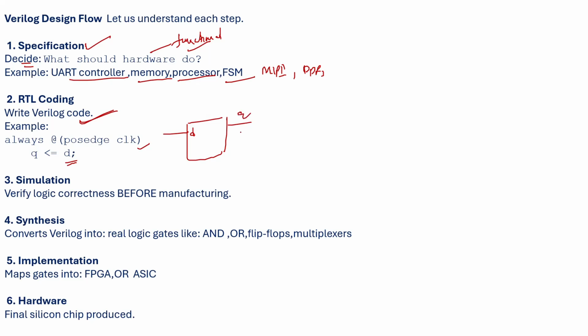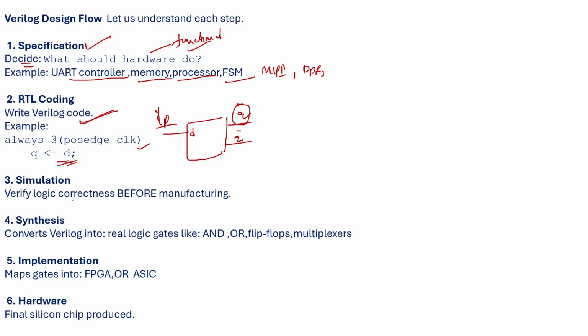I am getting the output q, and then q bar. Whatever input we are changing, at that time I'm getting the output. That will be the condition I'm explaining here: always @(posedge clock) q = d.